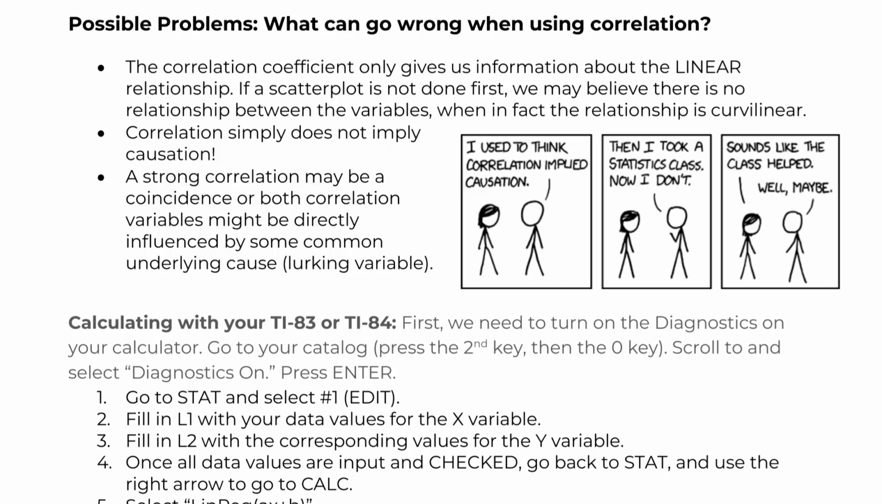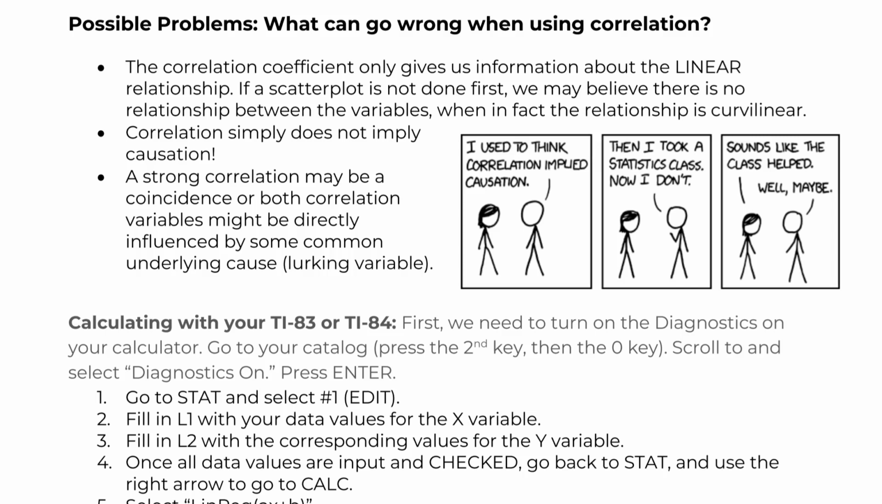So yeah, two more things to talk about with correlation, and we'll actually come back and revisit this in 3.4. But one is what can go wrong. Again, I can't emphasize this enough: it only tells us about the linear relationship. So if we don't do a scatter plot ahead of time, we might throw away a useful relationship just because it was nonlinear. It doesn't mean causation.